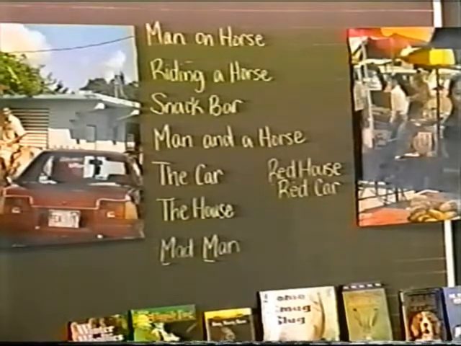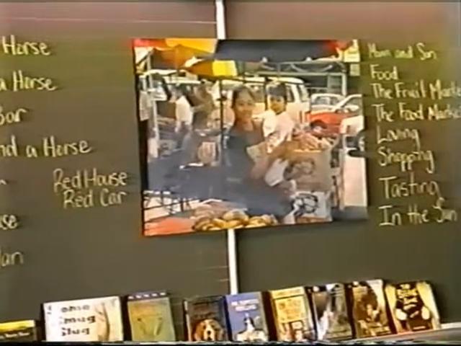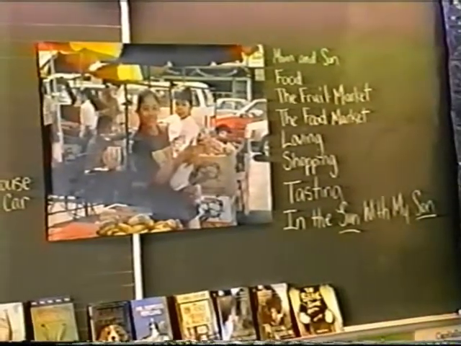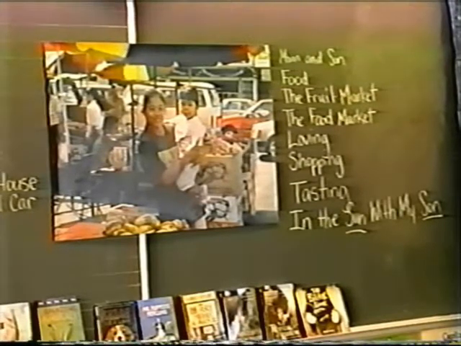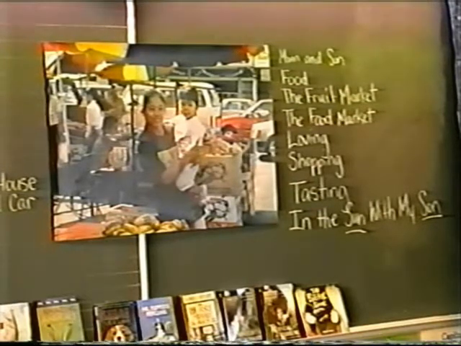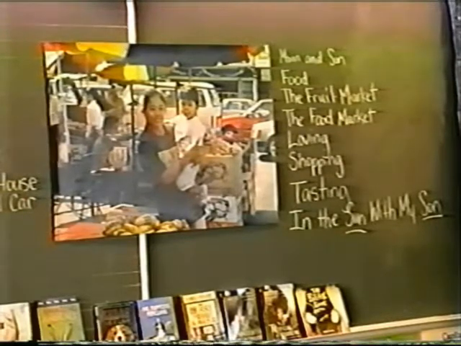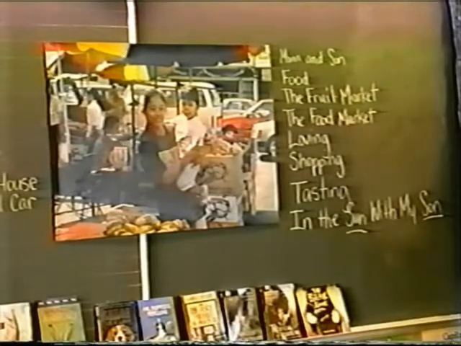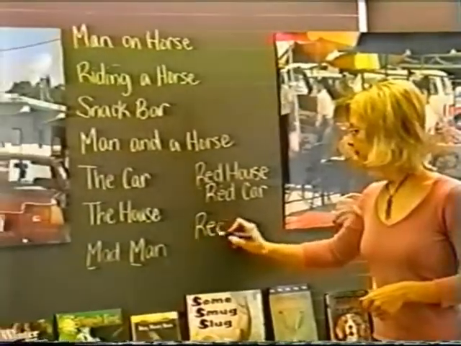In the sun with my son. And which strategy did you use? I used in the sun with my son. Or two rhymes. They're spelled differently, but it does rhyme, doesn't it? Any other ideas? Really good thinking here. Yes? Red House, Blue House. Red House, Blue House. And what strategy are you using?